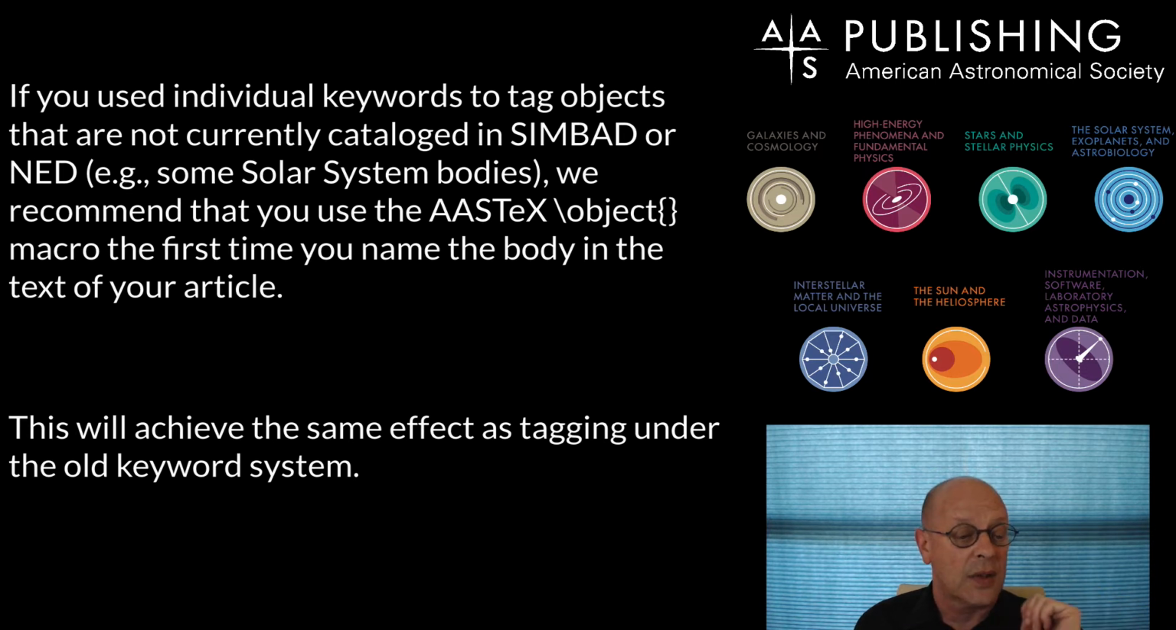Okay, so that's what I wanted to say about this topic. We have four points about the UAT that are a little bit different from the old keyword system. I invite you to dig in and check out some of the technology under the hood of the UAT.